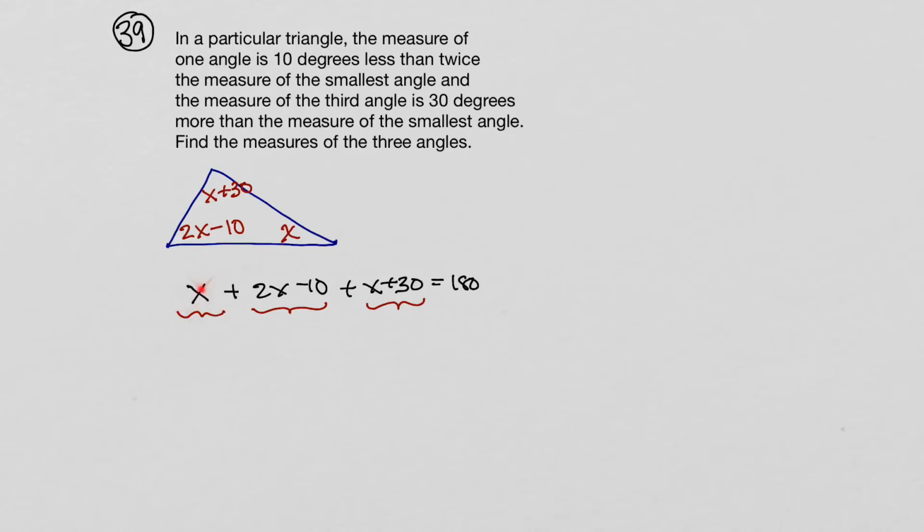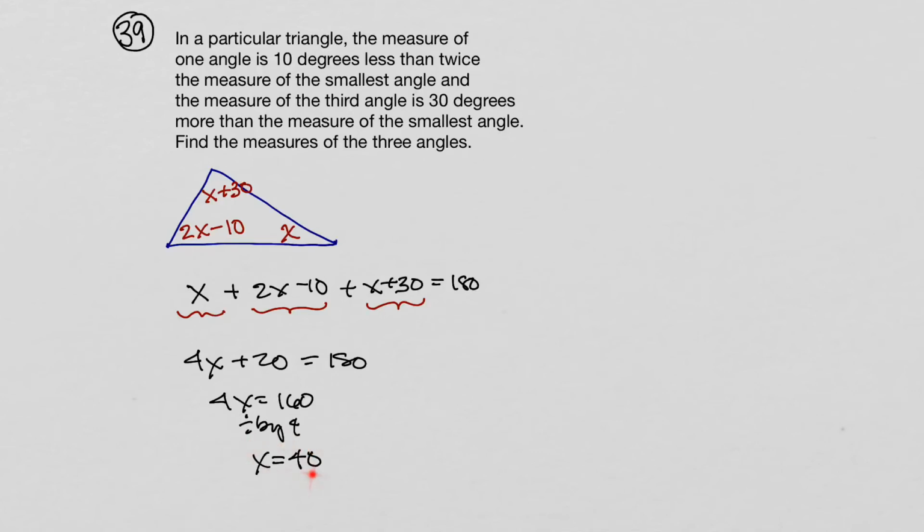Let's see what we have. We have an x, two more, that's three of them, and one more, that's four x's. So we're going to have four x's. And then we've got negative 10, and we're going to add 30, so that gives us a plus 20. So we'll write our plus 20, and the whole thing's equal to 180. So let's solve this. Let's subtract 20, so we'll get 4x equals 160. Divide by 4, and we'll get x equals 40.